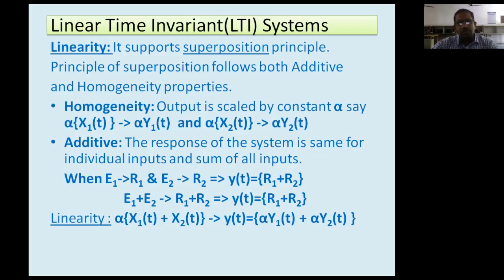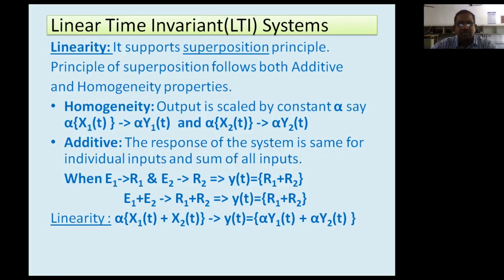Now, it is also going to support homogeneity. So let us look into these two basic concepts, homogeneity and additivity. Linearity is going to support the superposition theorem. The superposition theorem follows two basic properties known as the homogeneity property and the additive property. What is the homogeneity property? It is related to the scaling of the input signal.